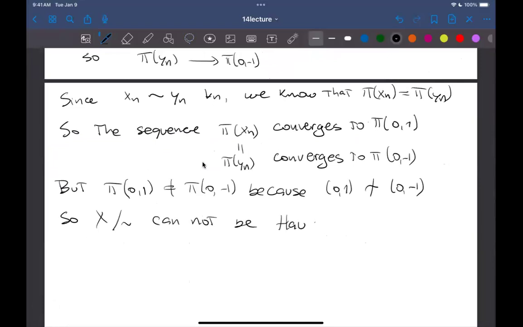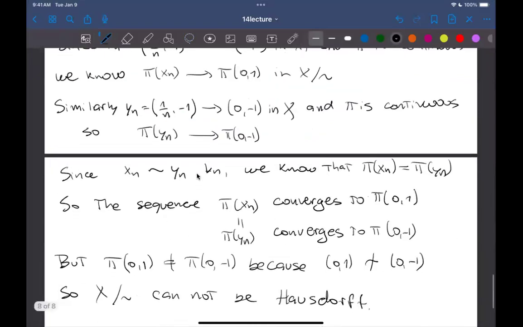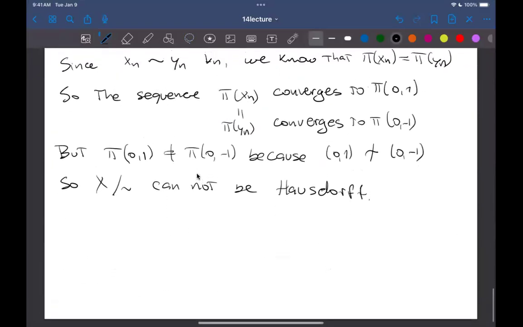And that was our claim. Okay, the line with two origins. That was a very interesting example. And again, remember, it's not so easy to come up with such things. So spaces that are not Hausdorff, but first countable.